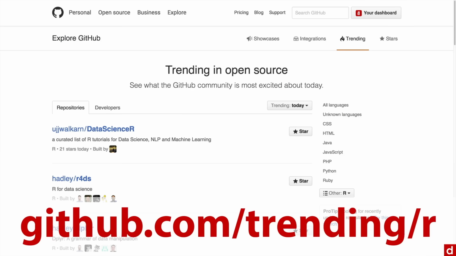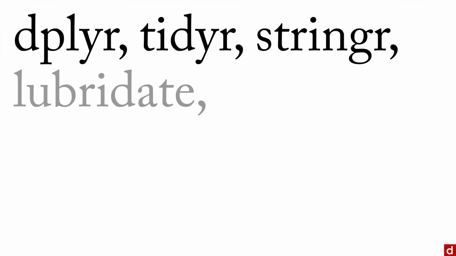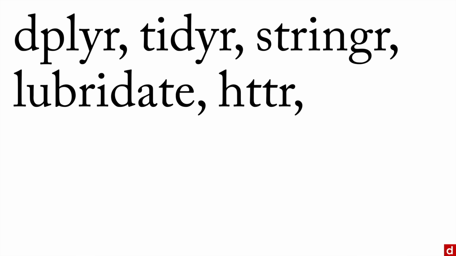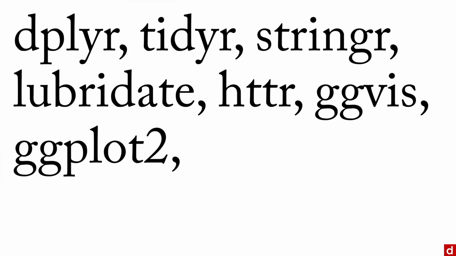Now, regardless of how you get them, let me show you the ones that I use most often. And I find these make working with R really a lot more effective and a lot easier. Now, they have kind of cryptic names. The first one is dplyr, which is for manipulating data frames. Then there's tidyr for cleaning up information, stringr for working with strings or text information, lubridate for manipulating date information, httr for working with website data, ggvis, where the GG stands for Grammar of Graphics. This is for interactive visualizations.